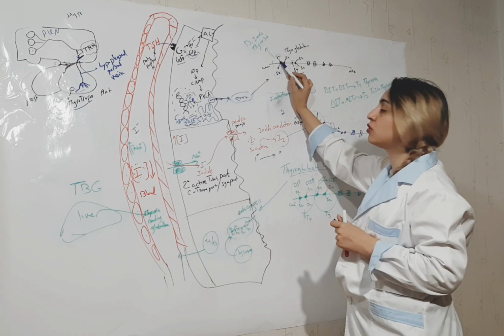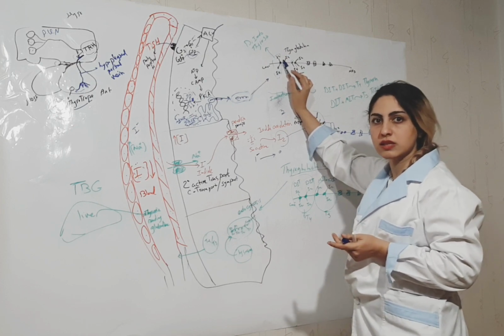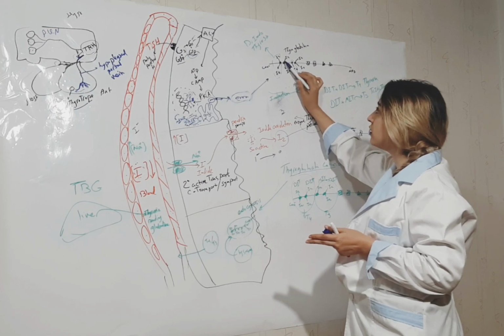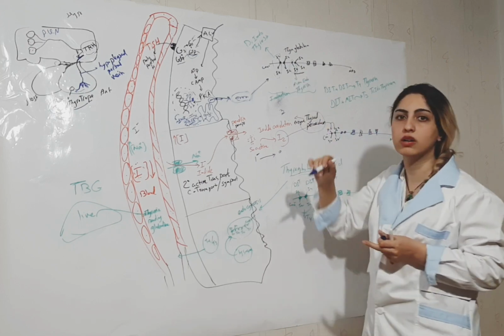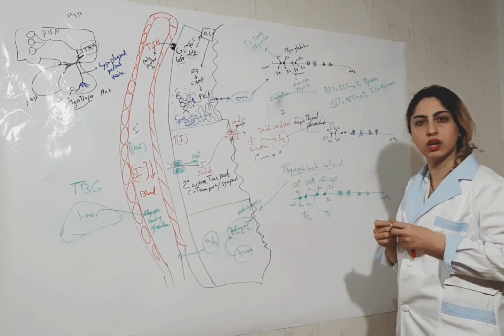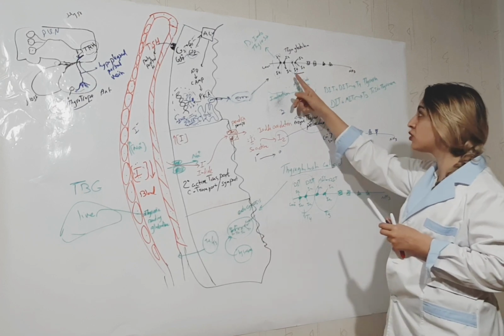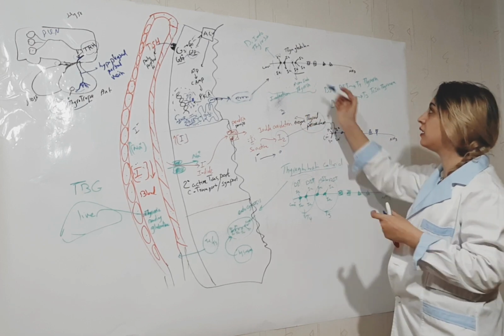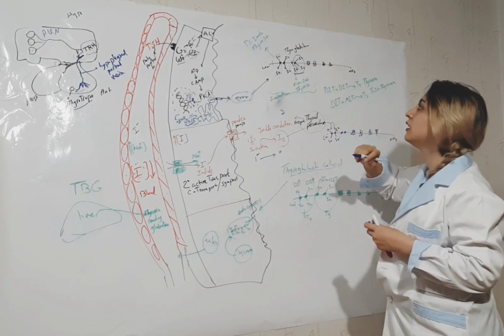diiodotyrosine, because it is 2, so it is called diiodotyrosine. And in here there is another diiodotyrosine, which we call DIT. In here there is one iodine which is connected in here, so it is monoiodotyrosine. And in here I have another diiodotyrosine.